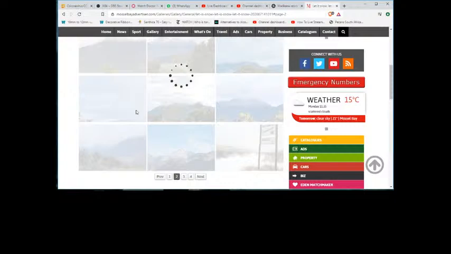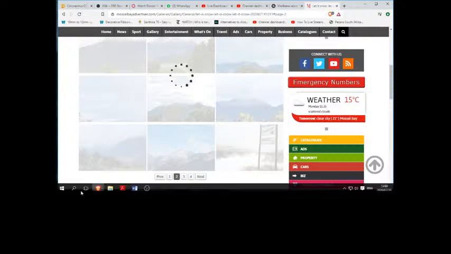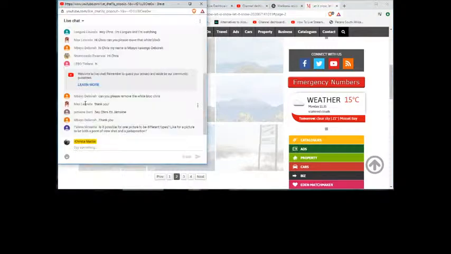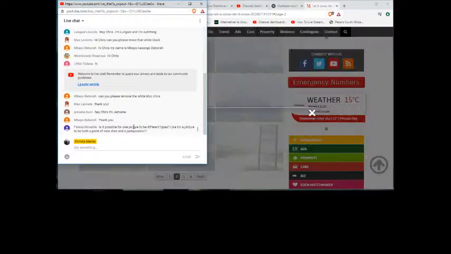And if we can try and load this thing a little bit faster, that would be awesome. Let's see if I've got any comments in the meantime. Okay, the white block's gone, Bayo, unless it's still there. Hey, Jermaine. Okay, cool, it is gone. Awesome. For one picture to be different types, like for a picture to be both a point of view shot and a juxtaposition. Yes, it is, Palesa.